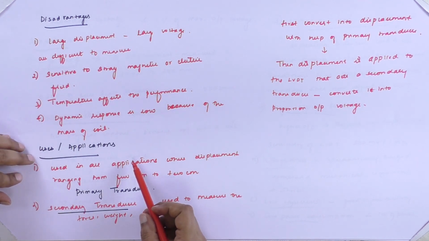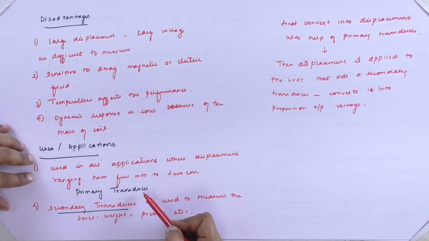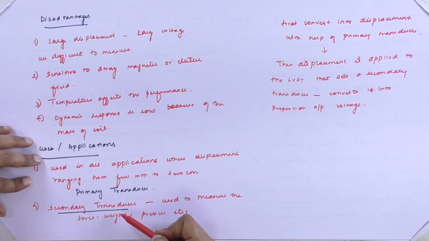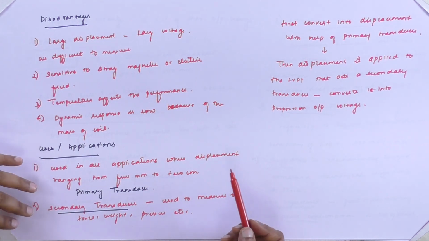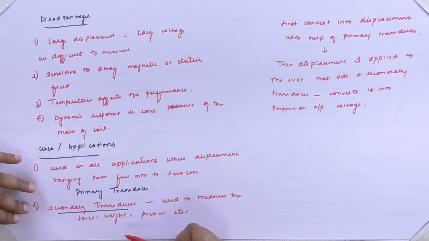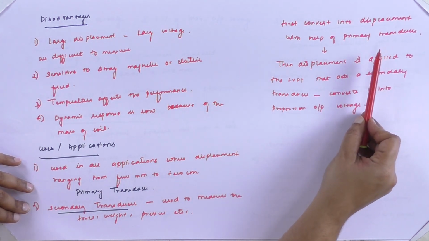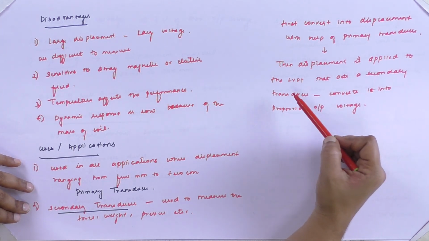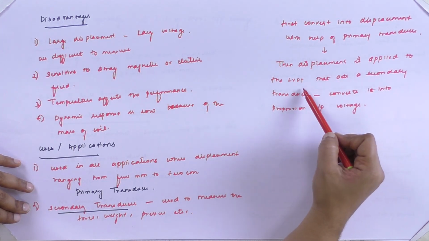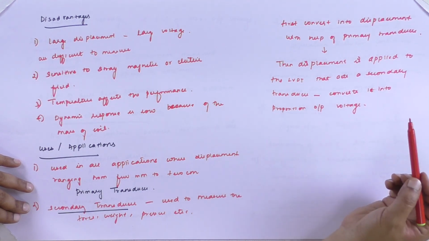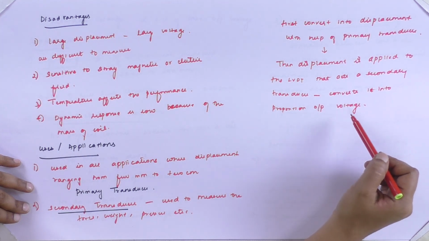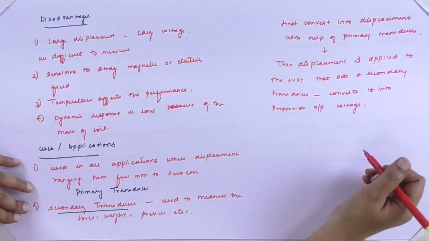So, in the applications of LVDT, it acts as a primary transducer and a secondary transducer. As a primary transducer, it converts quantities like force, weight and pressure into a displacement. While acting as a secondary transducer, the displacement is applied as input to the LVDT, which converts that displacement into a proportional output voltage.